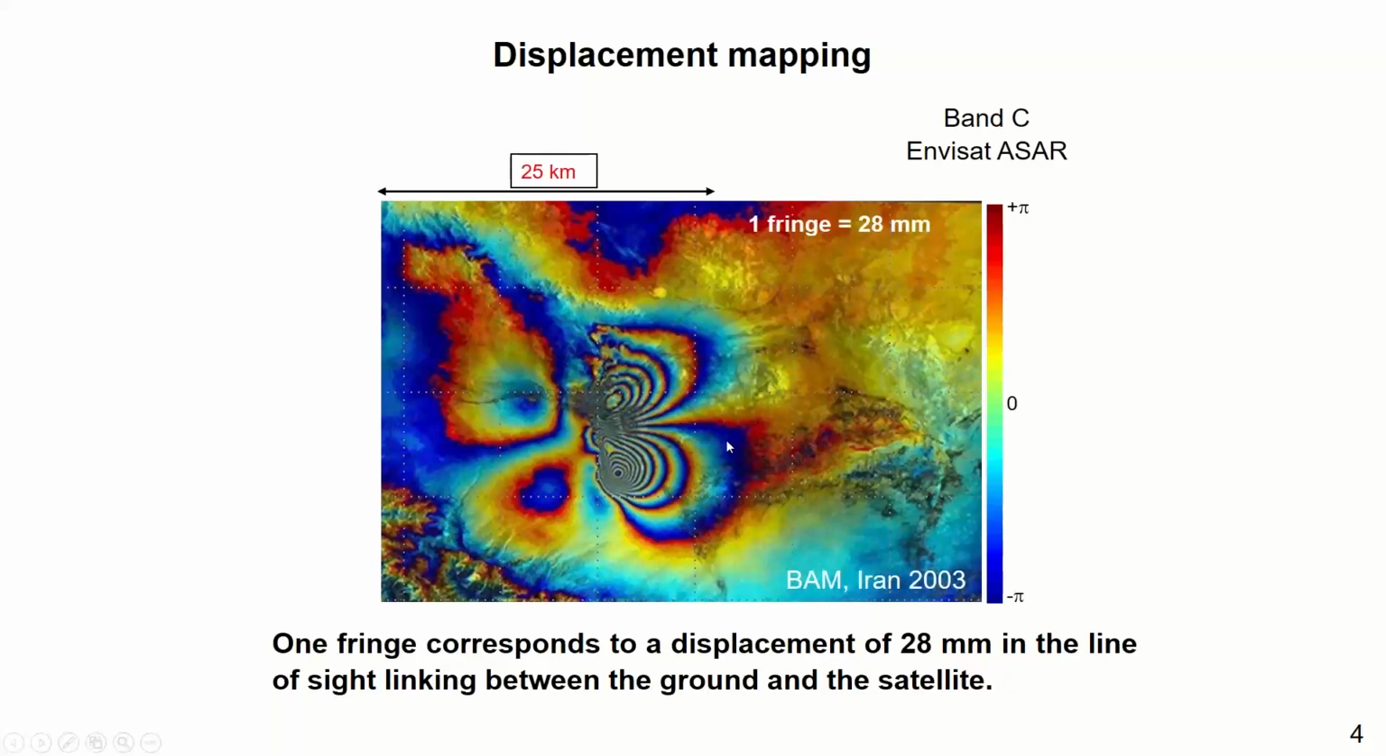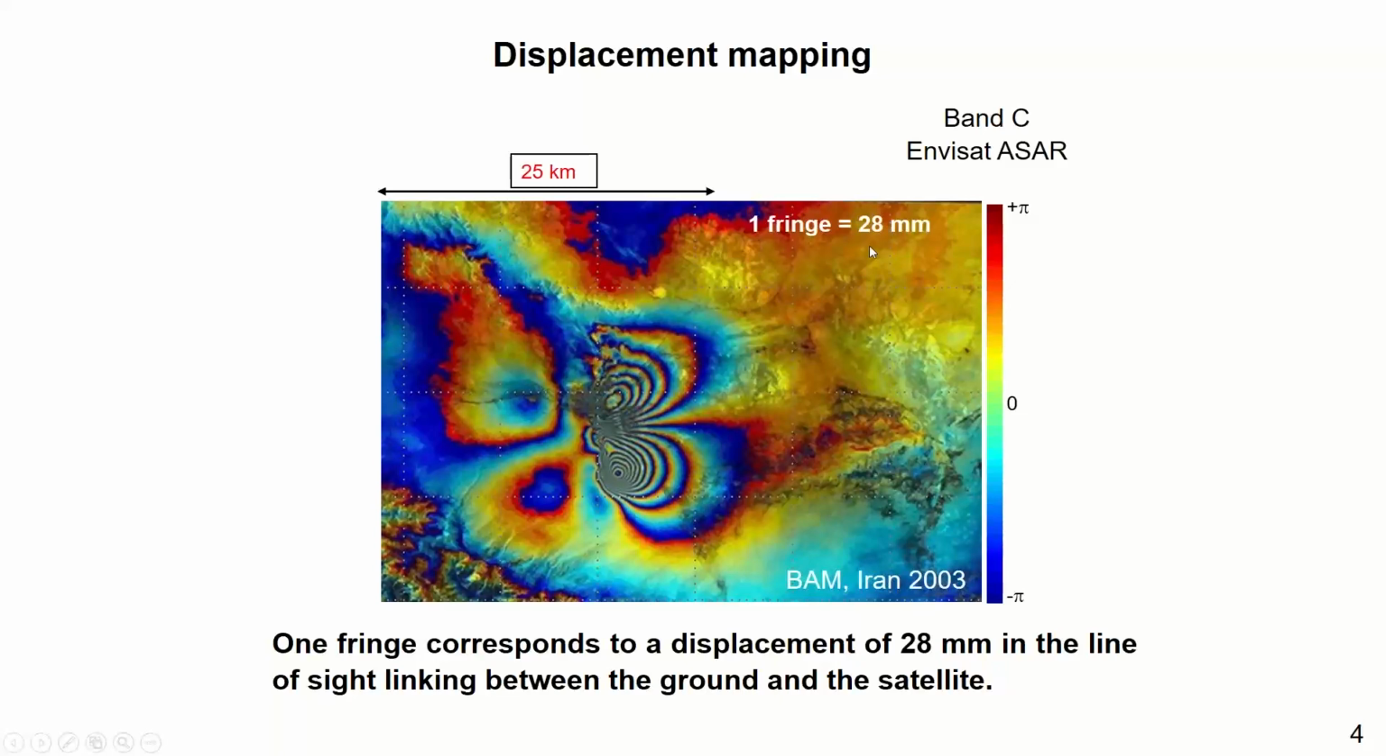For example, when we have blue at this one, it goes to yellow, and then to red, and then to blue here. So from here to here corresponds to 2 pi. So it corresponds to one fringe, and one fringe usually corresponds to half of the wavelength. In this case, we're using the C-band of the ENVISAT SAR data, so its wavelength is about 56 millimeters. Half of the wavelength corresponds to one fringe.